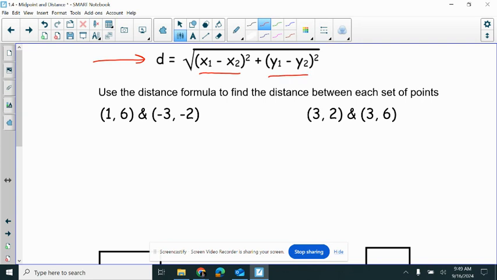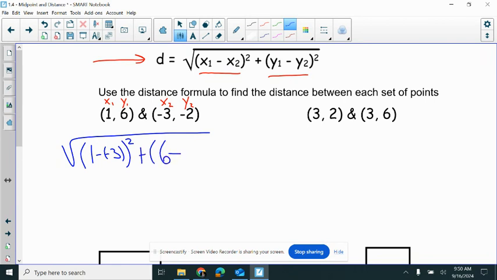So the first thing I would do is label my two points. Remember, your first point is your x1 and your y1. Your second point is your x2 and your y2. Now all you have to do is plug the numbers into the formula. I start off with a long square root symbol. I subtract my x's: 1 minus -3, squared, plus 6 minus -2, squared. Even though those numbers are negatives, you still have to have the minus in there.